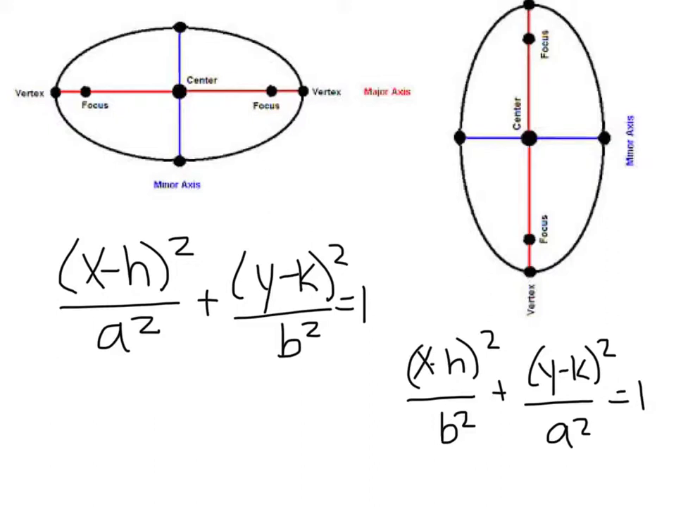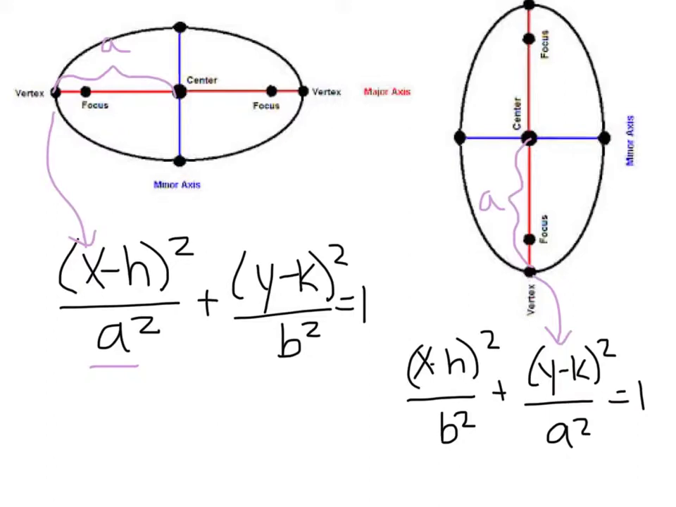And that's because a is always your longer axis. So if it's a horizontal ellipse, a is the distance from your center to your vertex. And if it's in the x direction, it's under the x. However, in your vertical, a is still your long radius, your distance from the center to the vertex, but since it's in the y direction, it's under the y part.